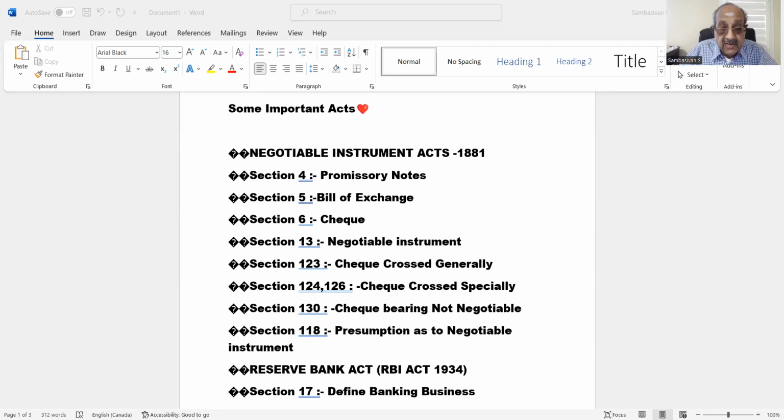The NI Act does not say anything about dating a negotiable instrument, but practice has established that an undated instrument is not valid. A check in different inks or handwritings is not invalid just because of that.